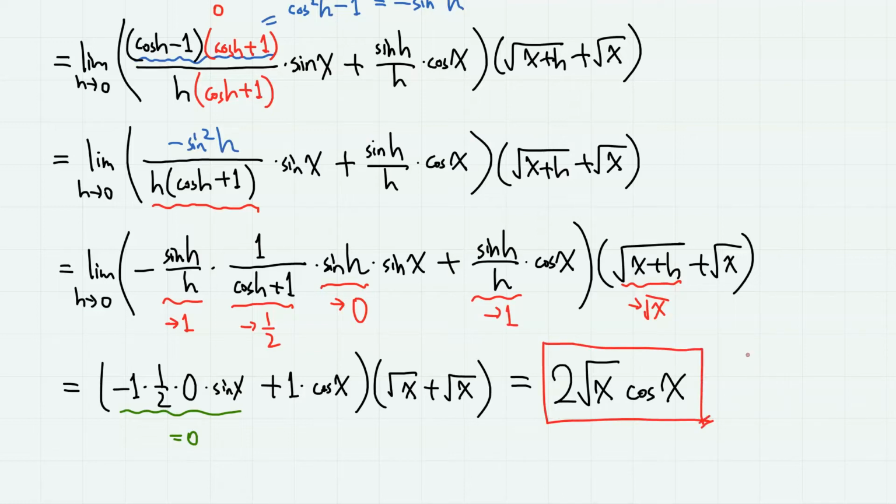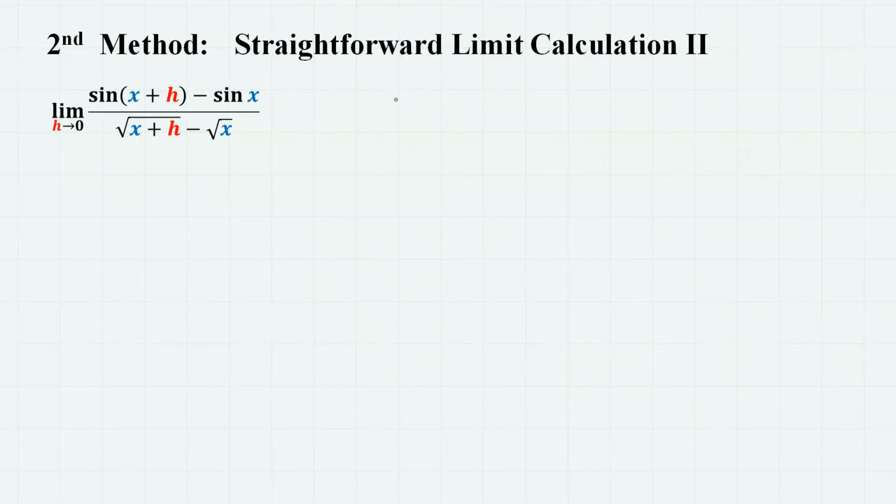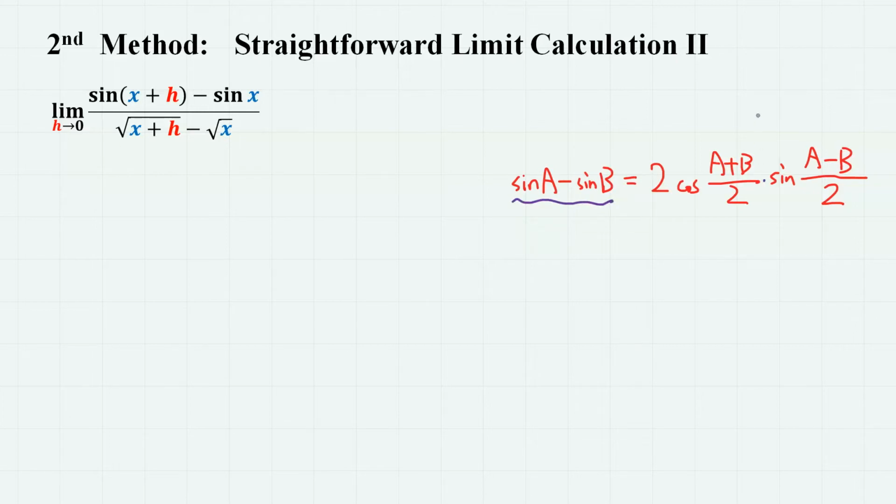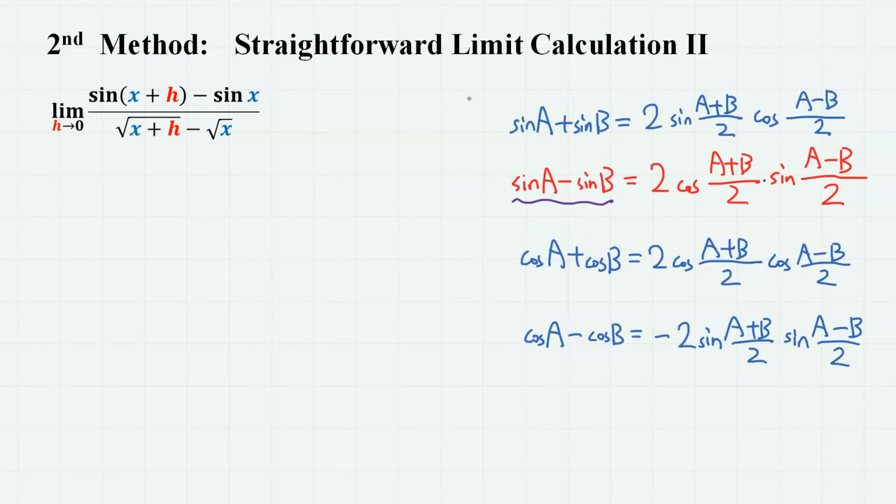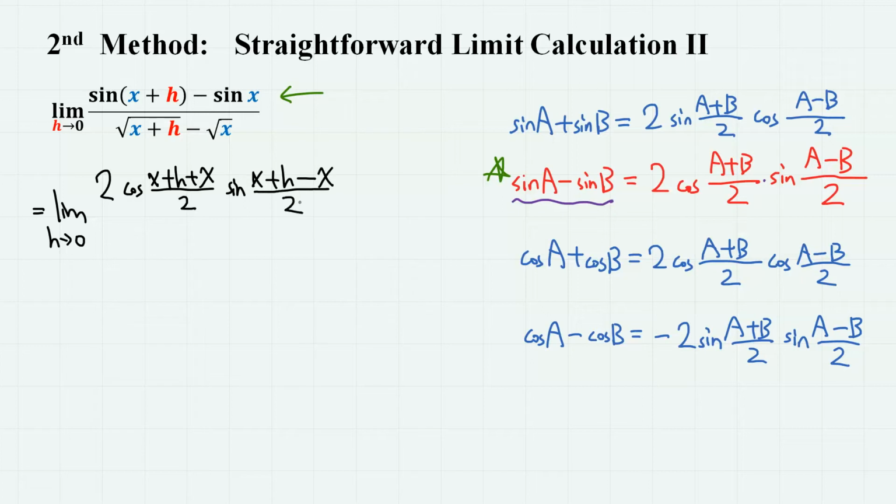Now let's move on to the second method. Here we are going to directly calculate the limit again, but this time we are going to use a different trigonometric identity. Here we are going to use this formula, which is the useful formula to convert the difference into a product. There are actually a total of 4 of these formulas where you can convert the sum or difference into products. So using this formula on the numerator, we have 2 times cosine of (x plus h plus x) over 2 times sine of (x plus h minus x) over 2.